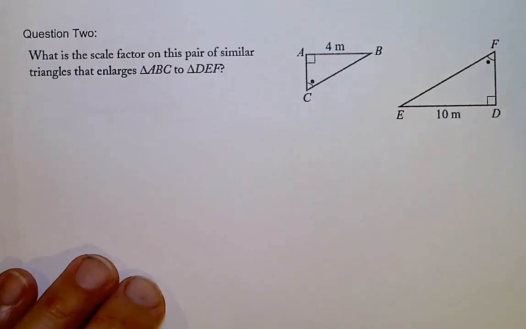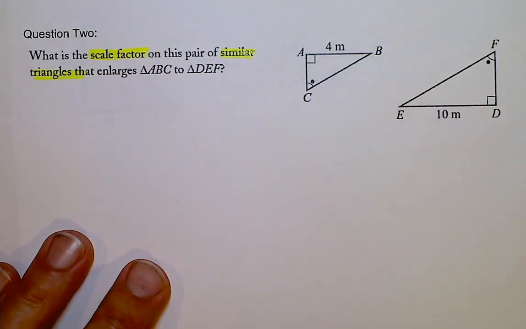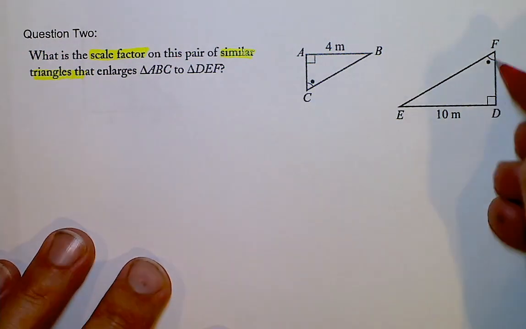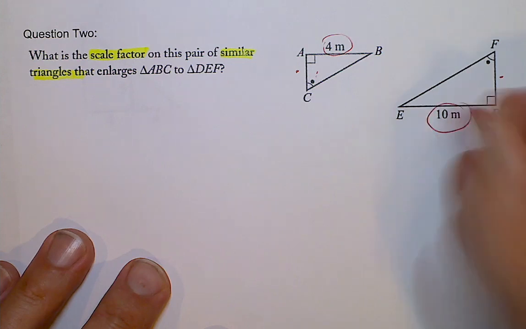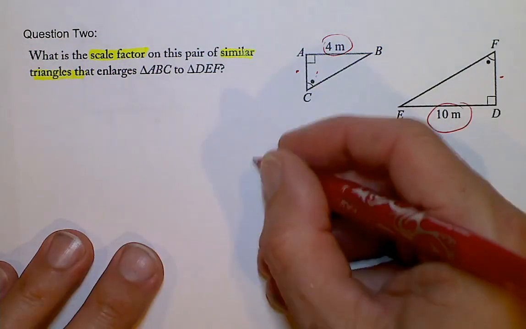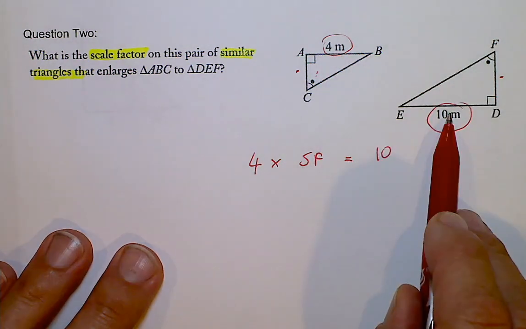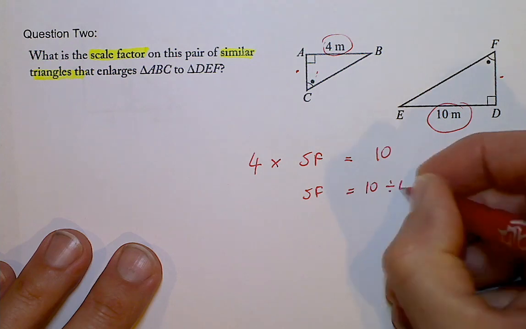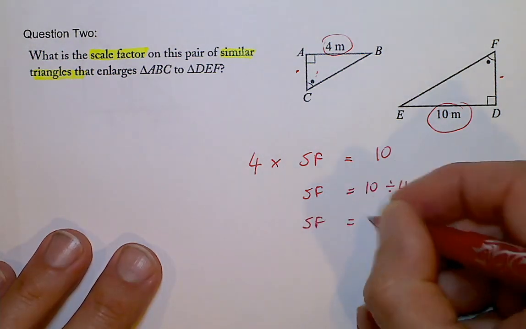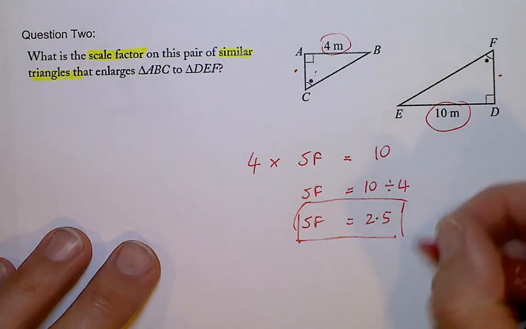Good. Okay, so let's look at a second question. We want to find the scale factor of the pair of similar triangles. We know they're similar, and we want to find the scale factor. So let's find corresponding sides. We've got 4 and 10 correspond. So 4 times something must equal 10. Again, if we're using our calculator, it makes this nice and simple. We're simply going to divide by 4, and that's going to give us our scale factor of 2.5. And that's it. Check the question. We're done.